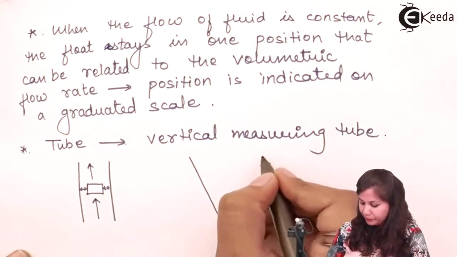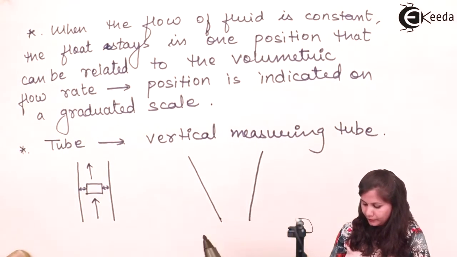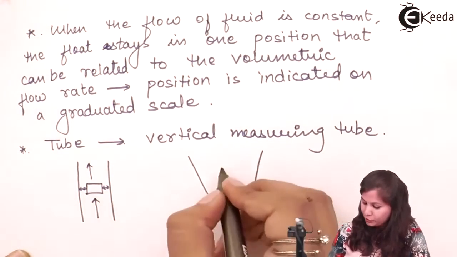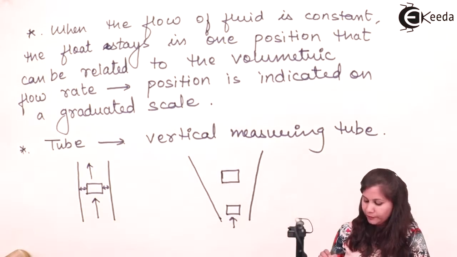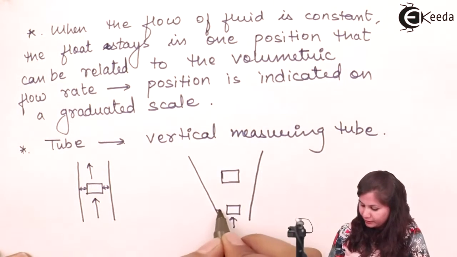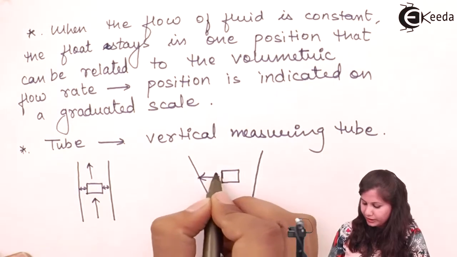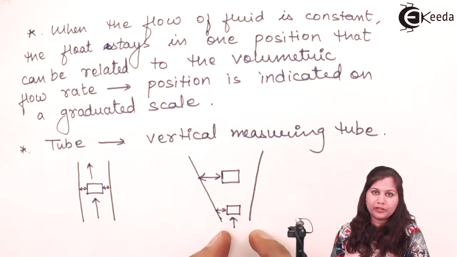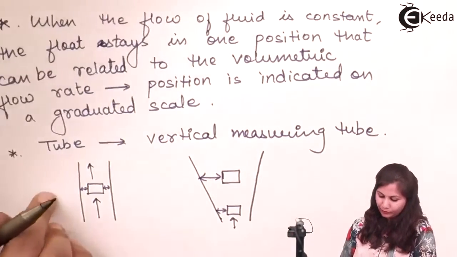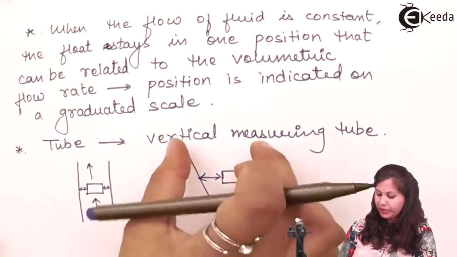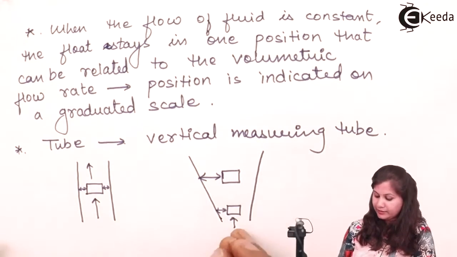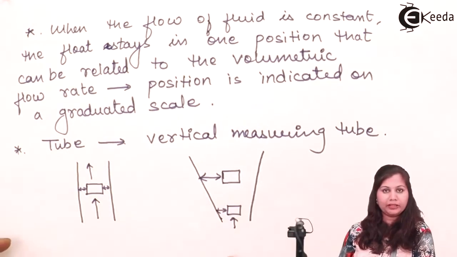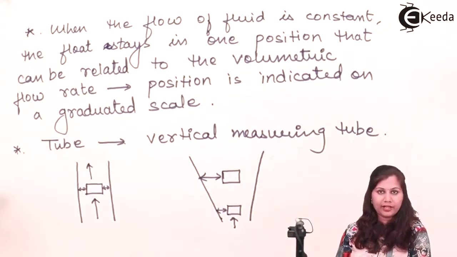But if the tube is tapered and the float is present here and the fluid flow is trying to raise it, then when the fluid raises the float, a change in the cross sectional area occurs. Here the area is different, here the area is different. So that is why in rotameters a tapered tube is used. But this tube should be kept in the vertical position so that gravity can act on it, and a dynamic balancing will be there between the upward force and the downward force.